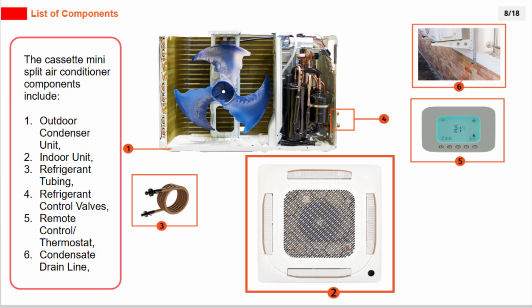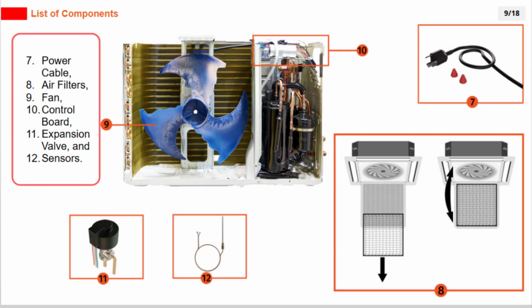The cassette mini-split air conditioner components include outdoor condenser unit, indoor unit, refrigerant tubing, refrigerant control valves, remote control/thermostat, condensate drain line, power cable, air filters, fan, control board, expansion valve, and sensors.